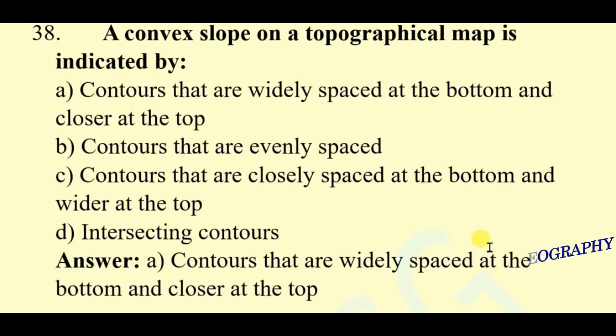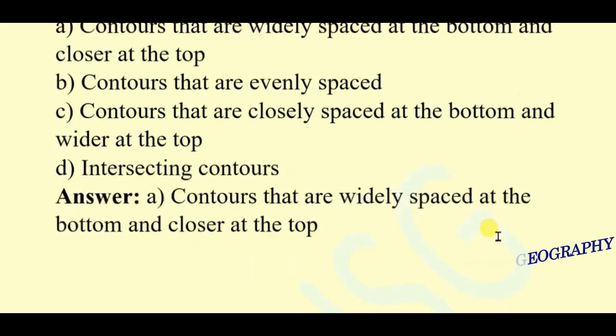Question 38. A convex slope on a topographical map is indicated by contours that are widely spaced at the bottom and closer at the top, contours that are evenly spaced, contours that are closely spaced at the bottom and wider at the top, intersecting contours. So the right answer will be contours that are widely spaced at the bottom and closer at the top.